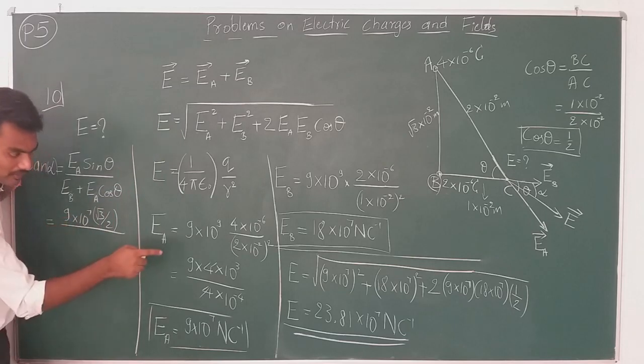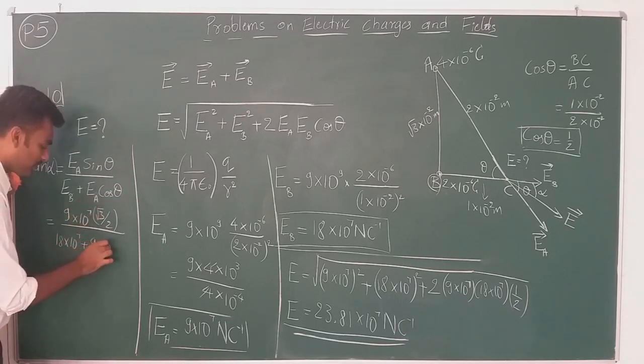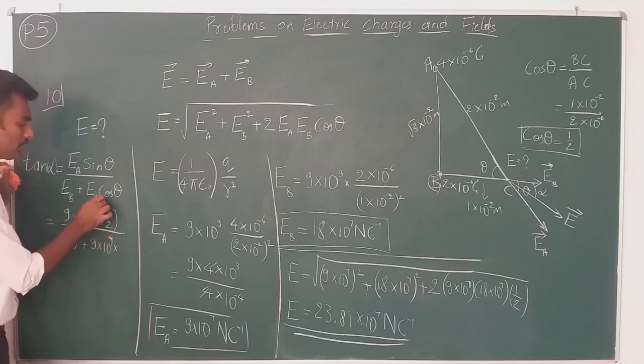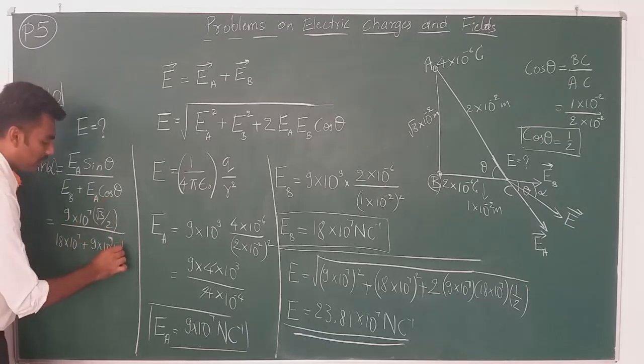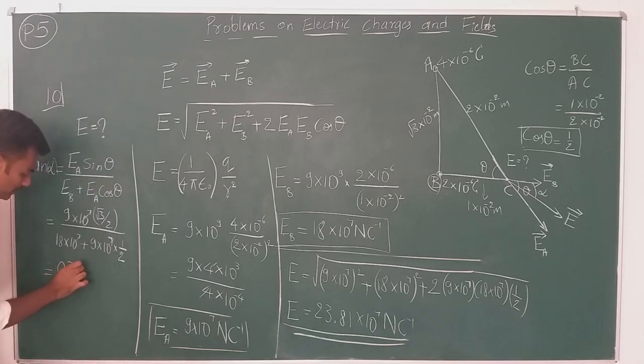And EB, what is EB? EB is 18 into 10 to the power of 7 plus EA is again 9 into 10 to the power of 7 into cos theta. Cos theta is half. 10 to the power of 7 is common, so it gets cancelled. And upon simplification, the value of tan alpha that we will finally be left with is 0.3464.